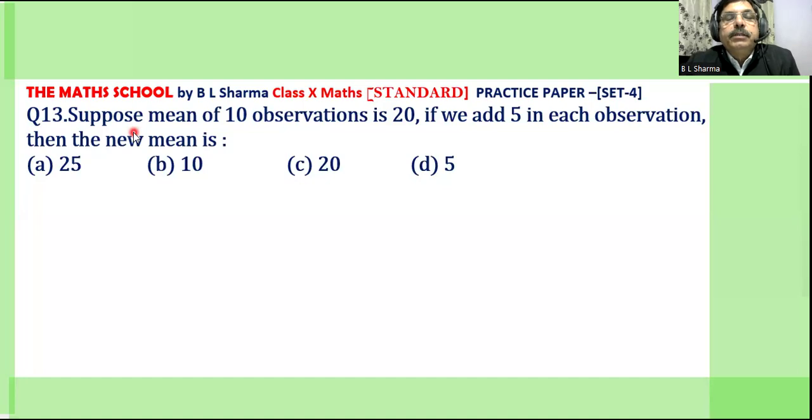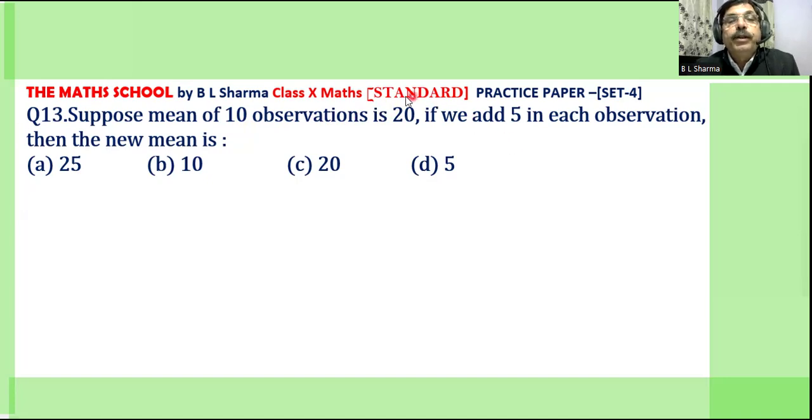Suppose the mean of 10 observations is 20. If we add 5 to each observation, then what is the new mean? Whatever the observations, whatever the numbers, it does not matter how many observations there are. The mean of 10 observations is 20, and if we add 5 to each observation, what will be the new mean?